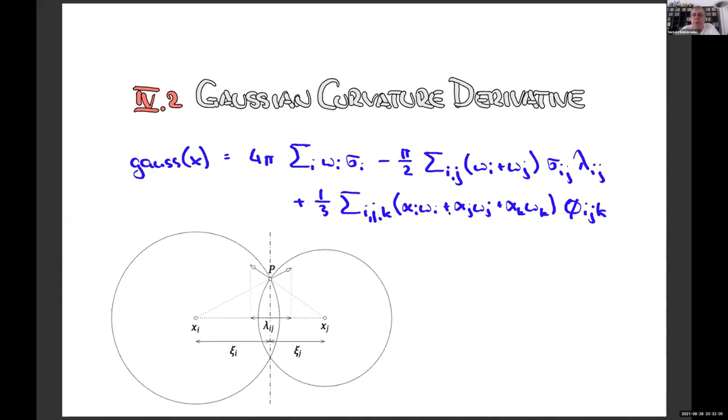Okay, so here is the formula. Let's take it apart a little bit. The first part is just the Gaussian curvature contribution of a sphere. So we have the spherical surfaces. The Gaussian curvature at a point is the product of the principal curvatures. So it depends on the radius, but then we just add it up for all the spheres.